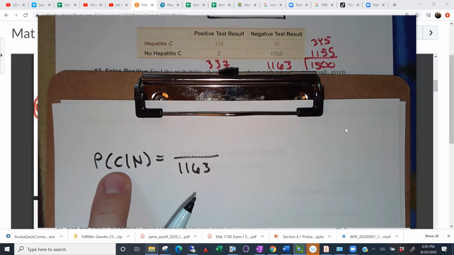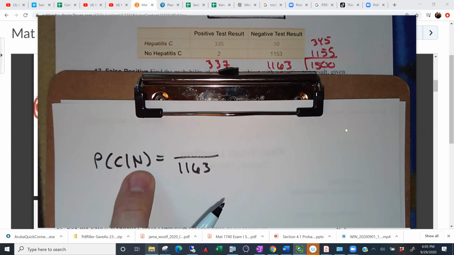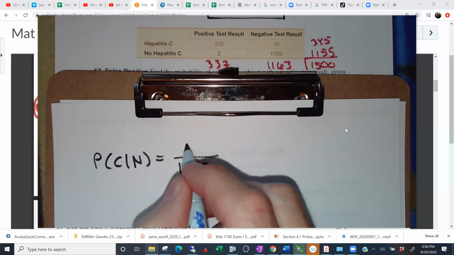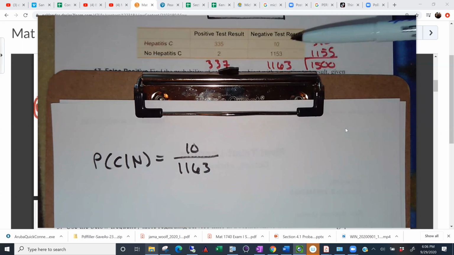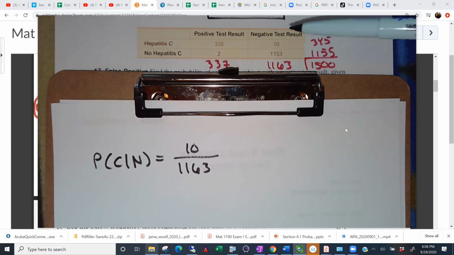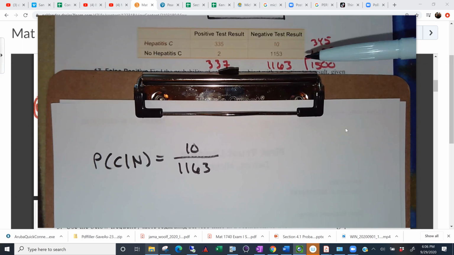What's the probability that you have hepatitis C if you got a negative result? 10. So 10 goes in the numerator. You have 10 negative results amongst the people who have hepatitis C. So 10 over 1163.